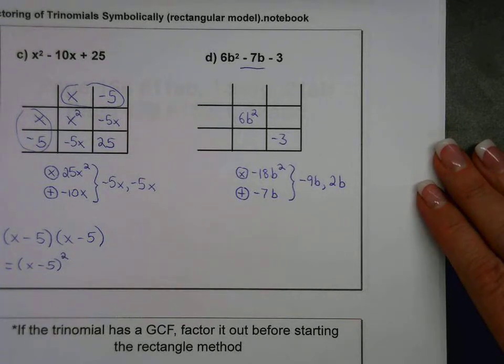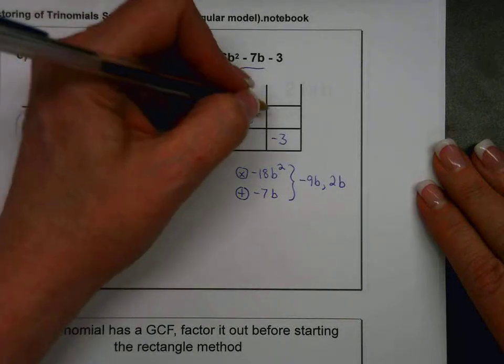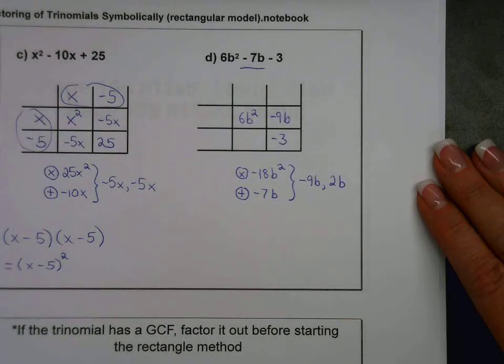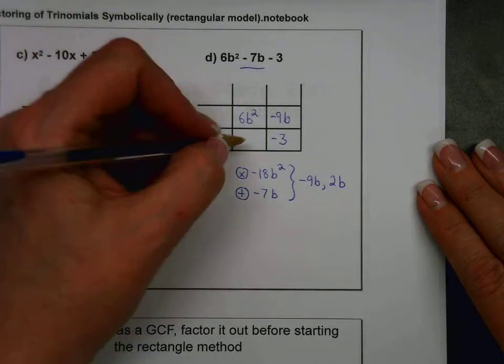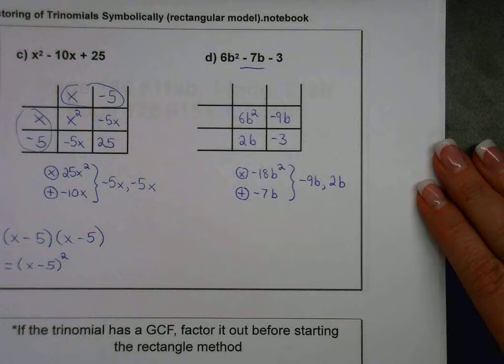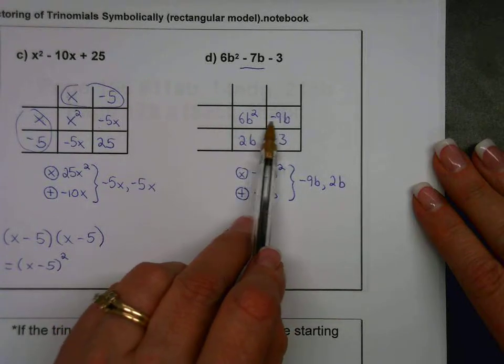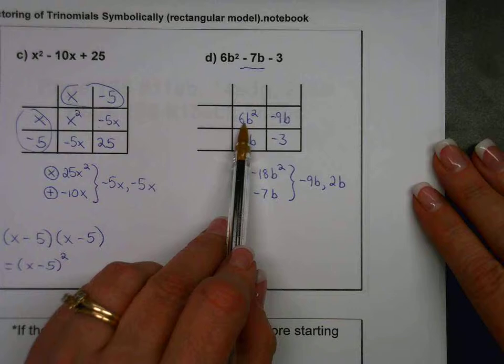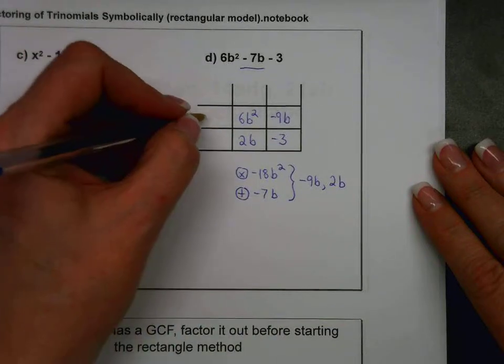Again, you're going to place those numbers into the remaining places in your rectangular model. You would have negative 9 rectangular tiles there, and you would have positive 2 rectangular tiles here. Now you have to look for the factors. Top row, if you take out a greatest common factor, you're going to be taking out a 3b.